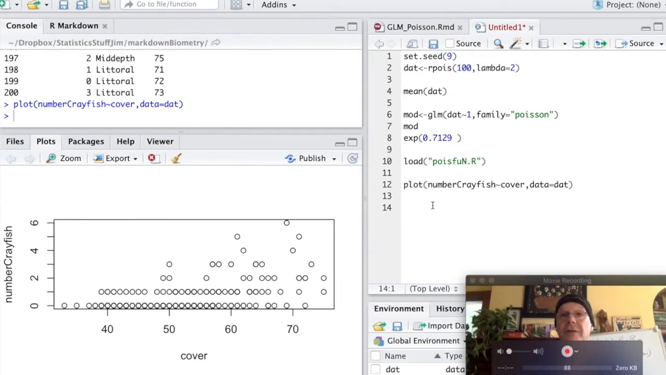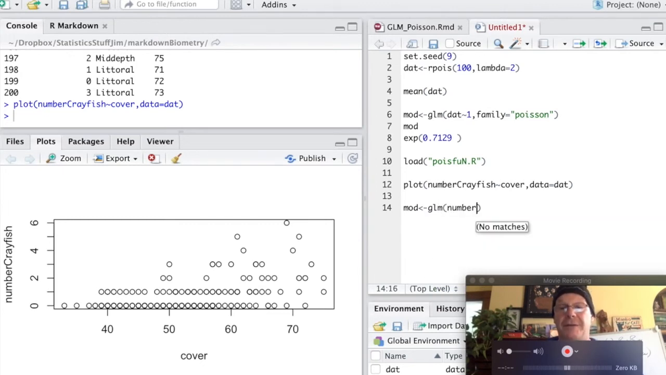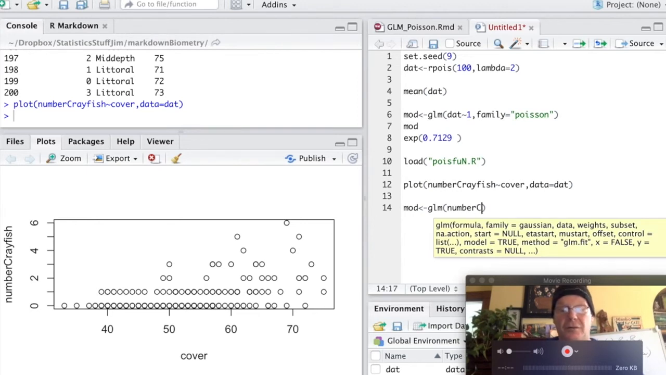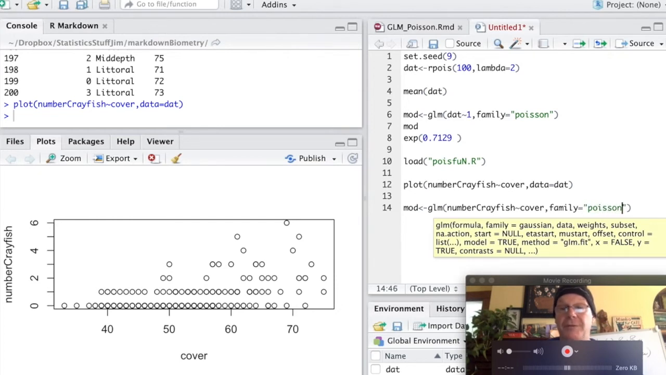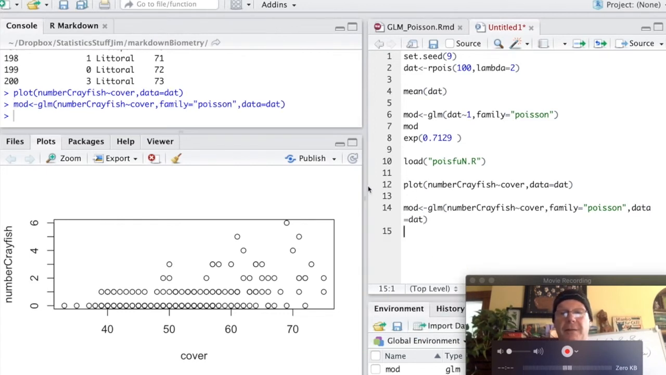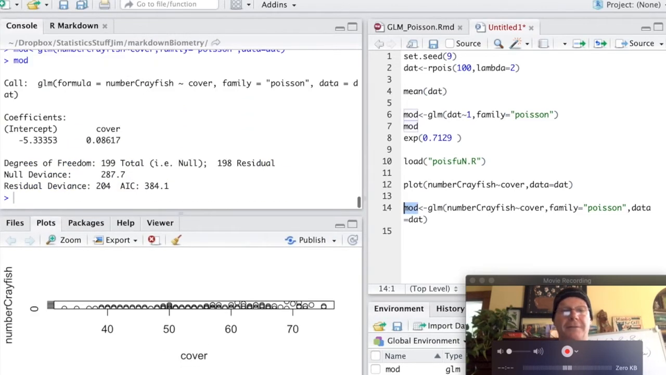Okay, and so let's go ahead and set up a simple generalized linear model where the number of crayfish is going to be some function of cover. And then we'll ask it kindly that family is the Poisson distribution. That way R will know that we want to do a log link function. And our data is dat. And so we go ahead and do that. And what do we have? Let's take a peek here. So here's our model.